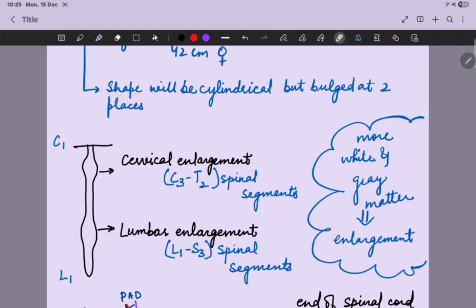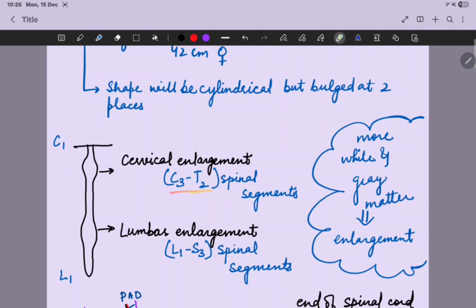Its shape is cylindrical, but it has two bulges. The bulges can be seen at the cervical enlargement and the lumbar enlargement. The cervical enlargement is because it gives rise to the brachial plexus at this point, and the lumbar enlargement is because it gives rise to the lumbar and sacral plexus, which supply the lower limb, and the cervical enlargement supplies the upper limb.